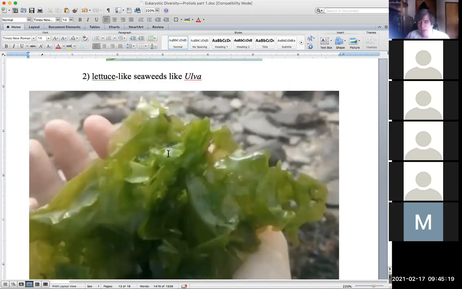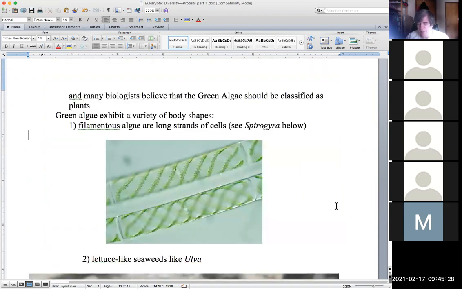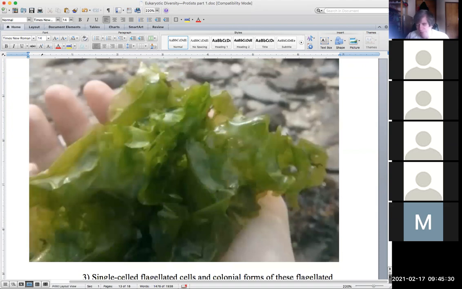Some of the green algae basically look like lettuce, or they're sometimes described as looking like leaves. For instance, an example of this is something called Ulva. And actually, people do eat Ulva, just like you could eat lettuce.